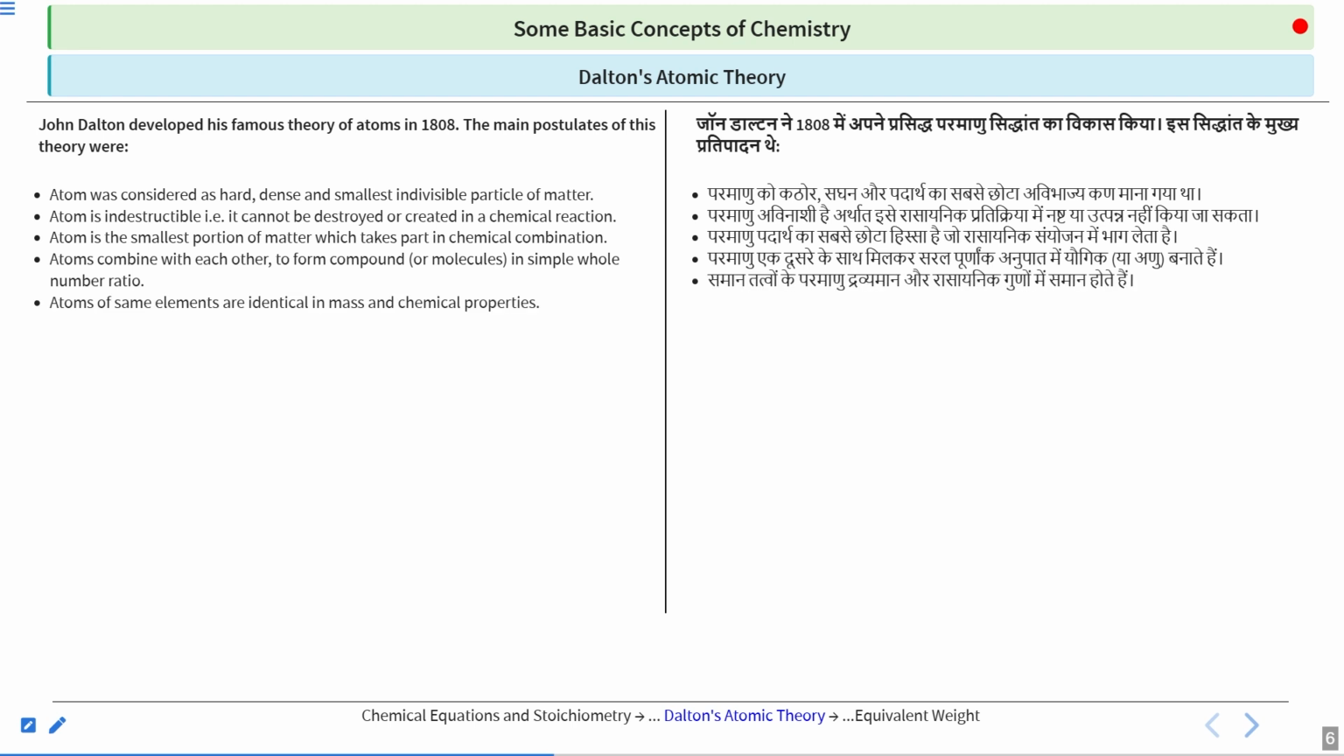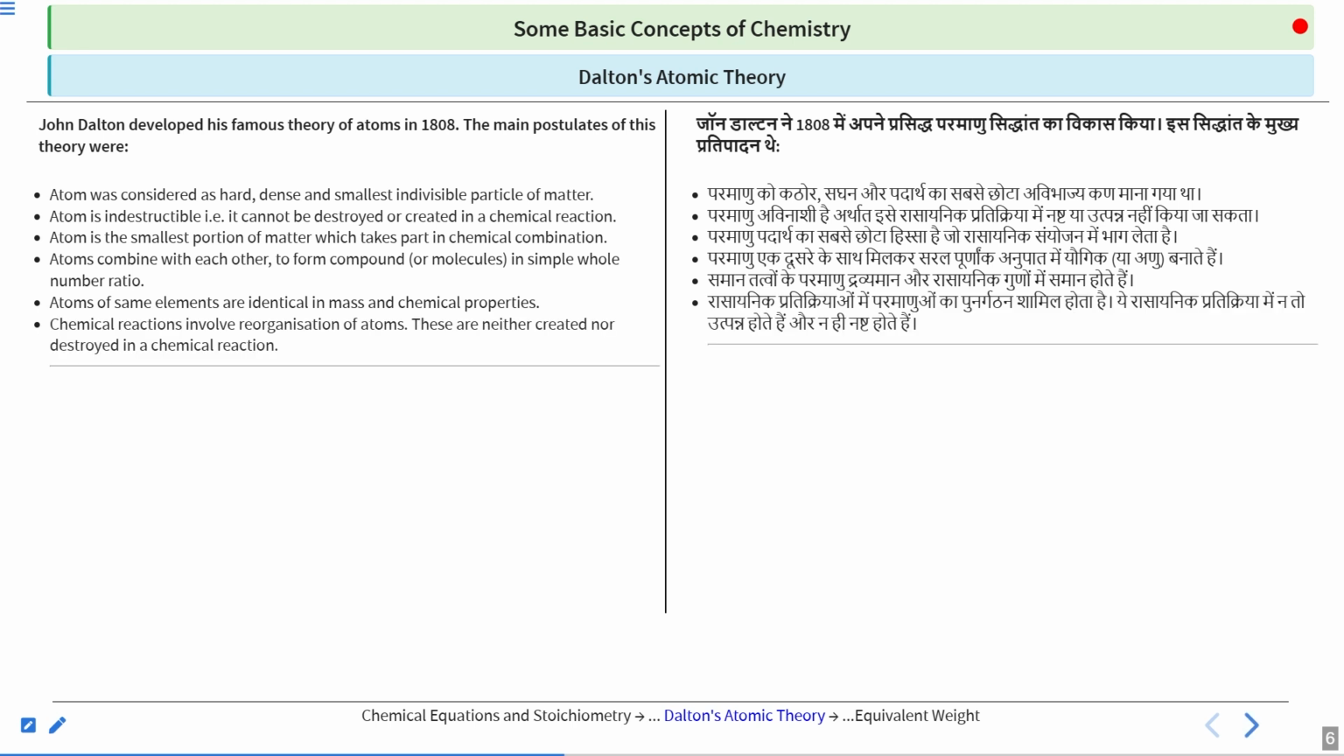Now the next thing is very, very important: atoms of the same element are identical in mass and chemical properties. So if you took an atom of that species and another atom of that species, you will find that these two atoms have the same properties. Both their physical and chemical properties are the same, whether it is about their mass or about their reactivity. All things are identical for both of them.